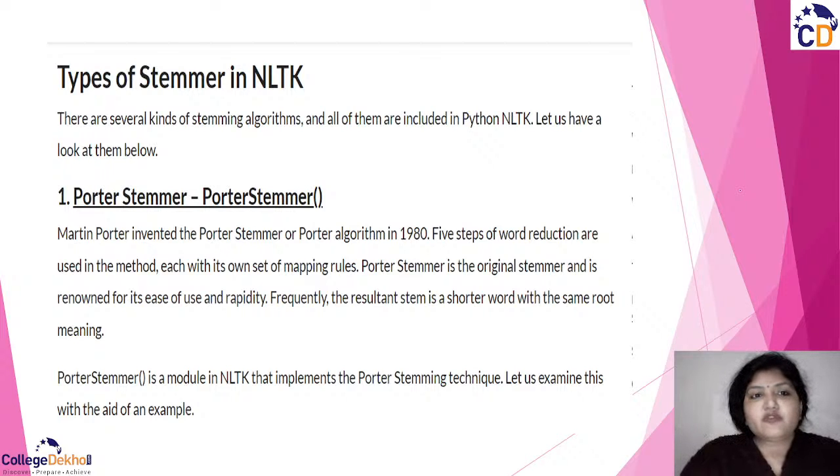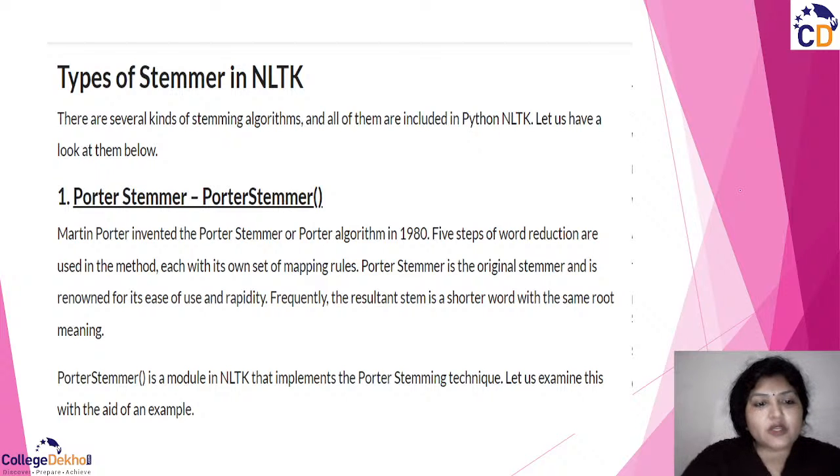Now, the first type of stemmer is the Porter stemmer. What is the Porter stemmer? It was invented by Martin Porter in 1980. Five steps of word reduction are used in this method, each with its own set of mapping rules. The Porter stemmer is the original stemmer and is renowned for its ease of use and rapidity. It quickly removes the affixes. The resultant stem is a shorter word with the same root meaning. So that is the advantage.